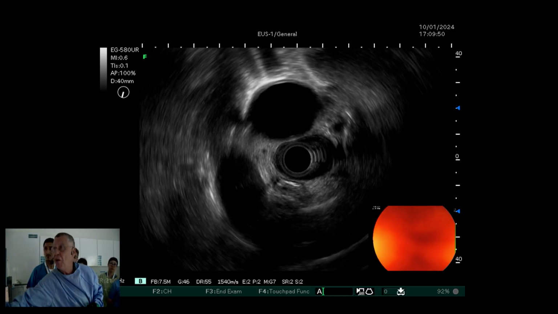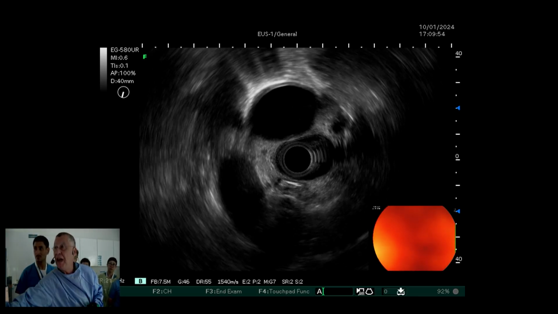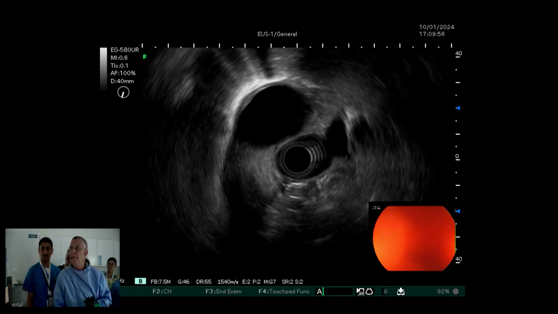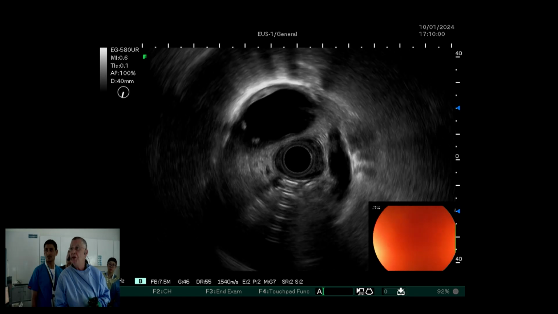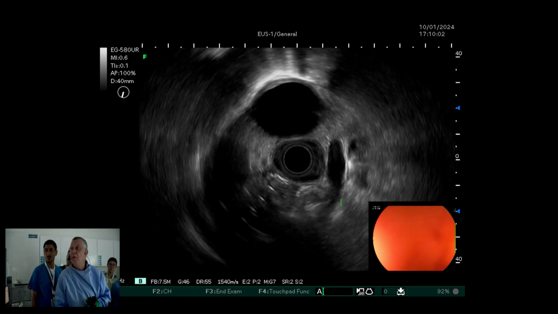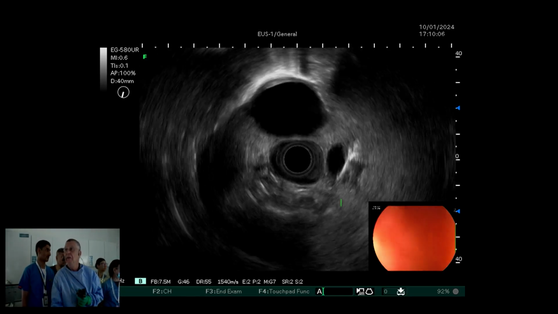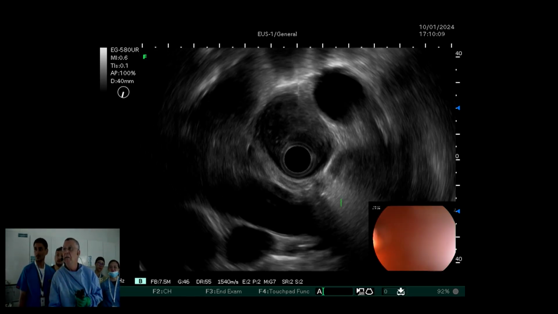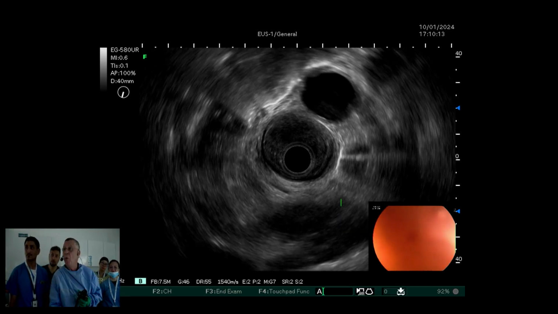So this is anterior, at the back is posterior, on the left is left, on the right is right. Okay, so here you have the carina. Now I push gently, and we will start on the tumor. Okay, here you see the tumor, the thickening of the wall.